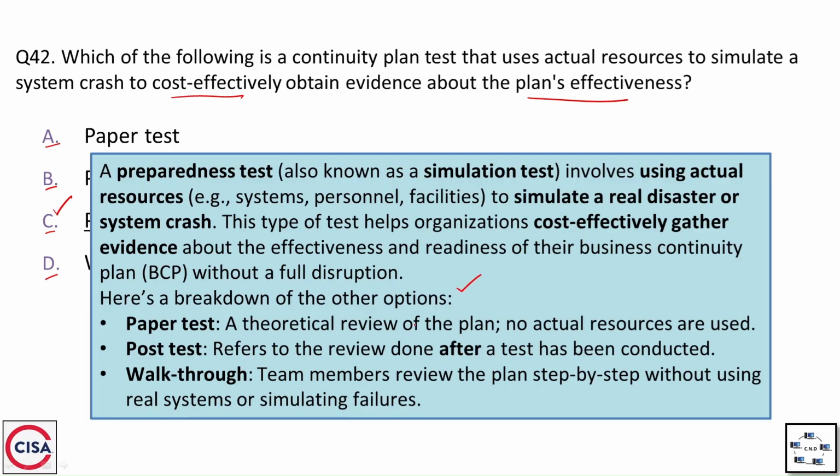Paper test, a theoretical review of the plan, no actual resources are used. Post test refers to the review done after a test has been conducted. And walkthrough, team members review the plan step by step without using real systems or simulating failures.